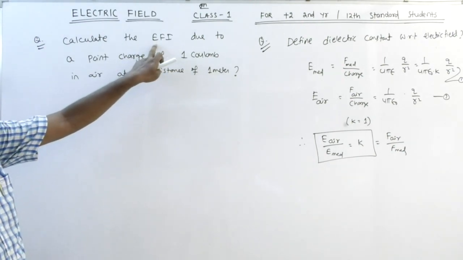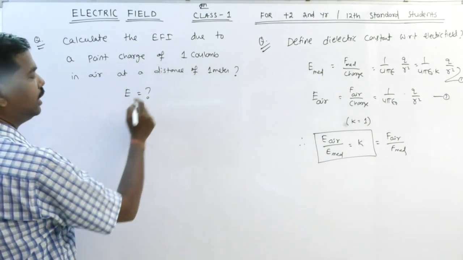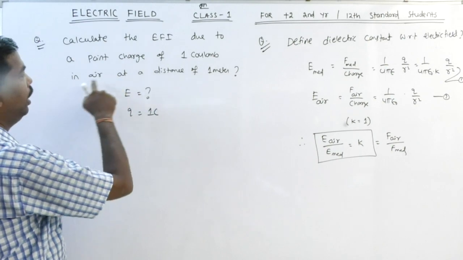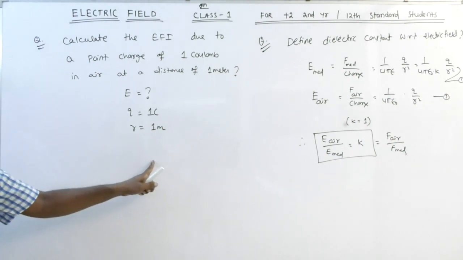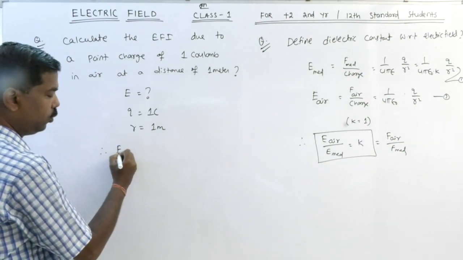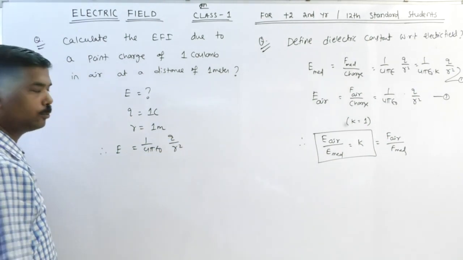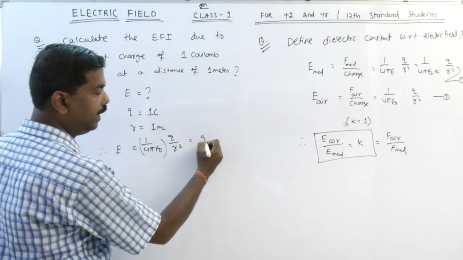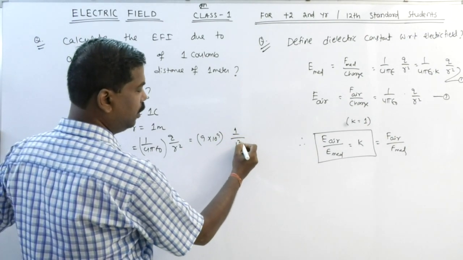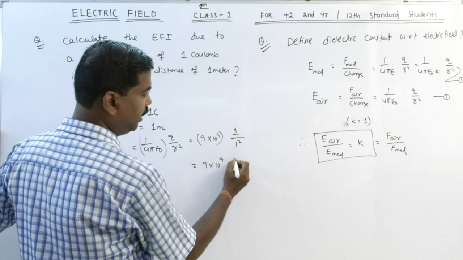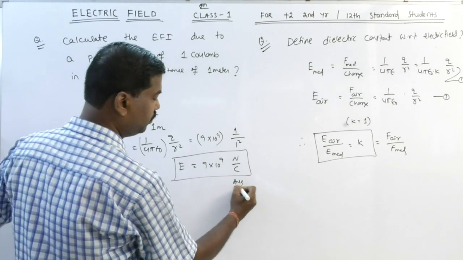My dear students, it is asked for the electric field intensity, so I can write E is how much? Due to a point charge, so Q is given as 1 Coulomb, in air, at a distance of 1 meter, and R is 1 meter. So according to the formula, E is equal to 1 by 4 pi epsilon 0 Q by R square. Instead of 1 by 4 pi epsilon 0, I can write 9 into 10 to the power 9. And Q is given 1. So 9 into 10 to the power 9 Newton per Coulomb. This is the electric field intensity. Okay?